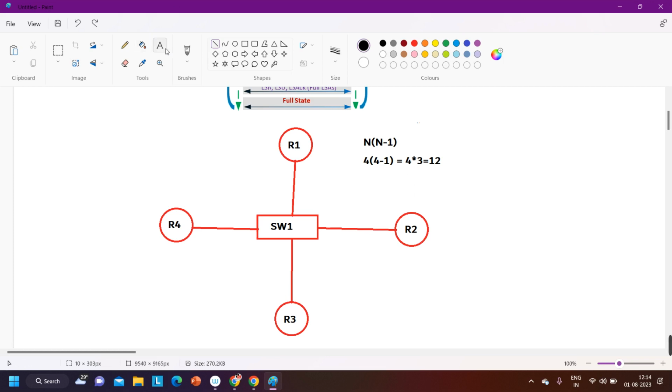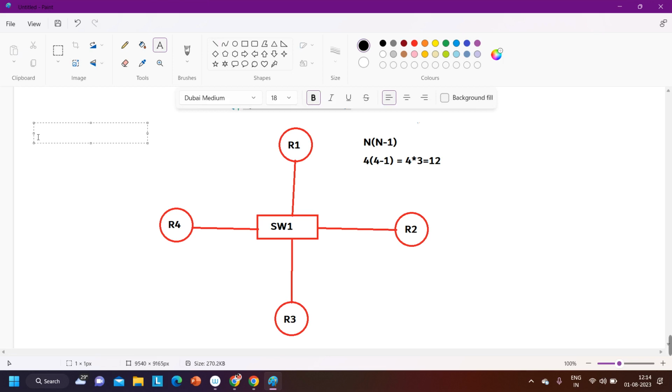Okay. So let's say I have 10 routers in a broadcast network, because all these routers are connected with one switch. So this is one broadcast domain. In a broadcast domain, if there are 10 routers, the number of adjacencies will be 10 multiplied by 10 minus 1. It will be what? 90. Yes or no?